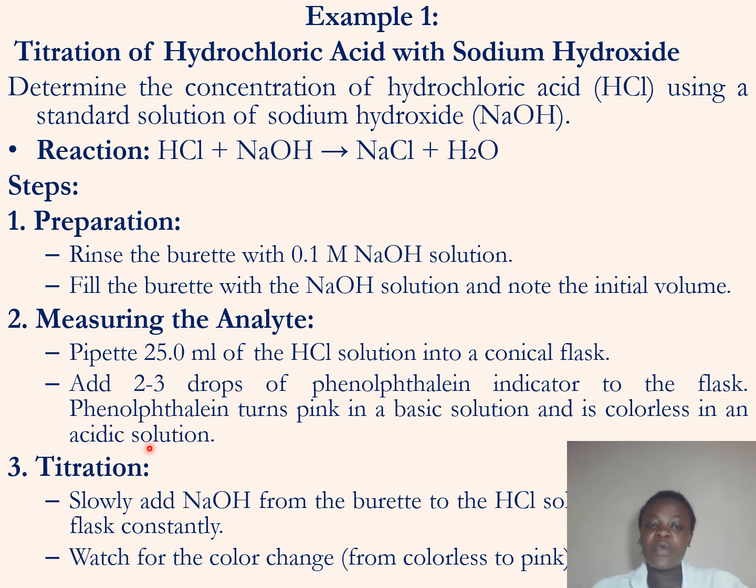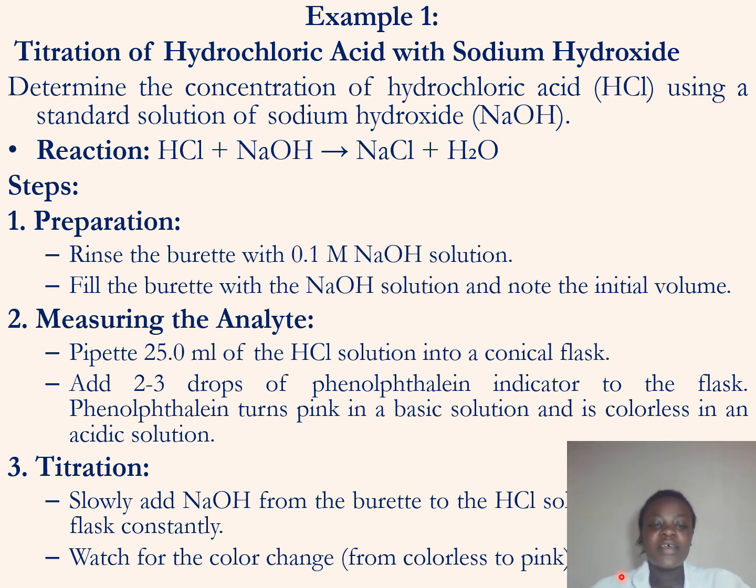So we expect the phenolphthalein indicator to do what? To change its color from colorless to pink. After we see the pink color of the phenolphthalein indicator, that will have marked the what? The end point of our titration, and now we can read the what? The final volume. So step number 3 is titration.